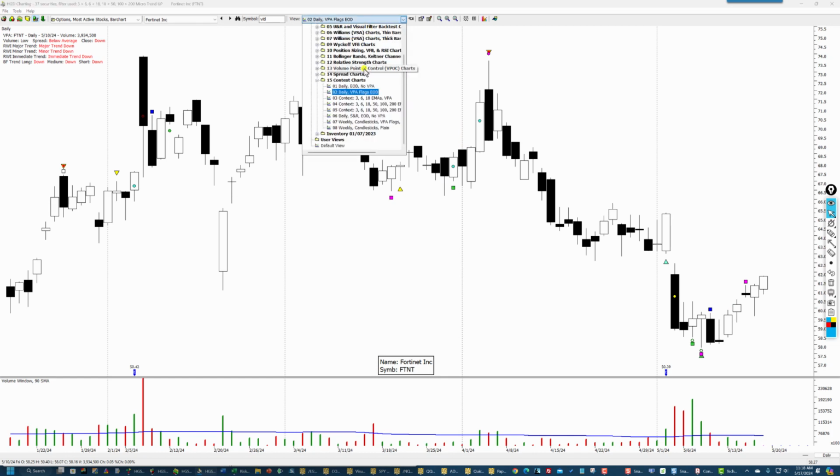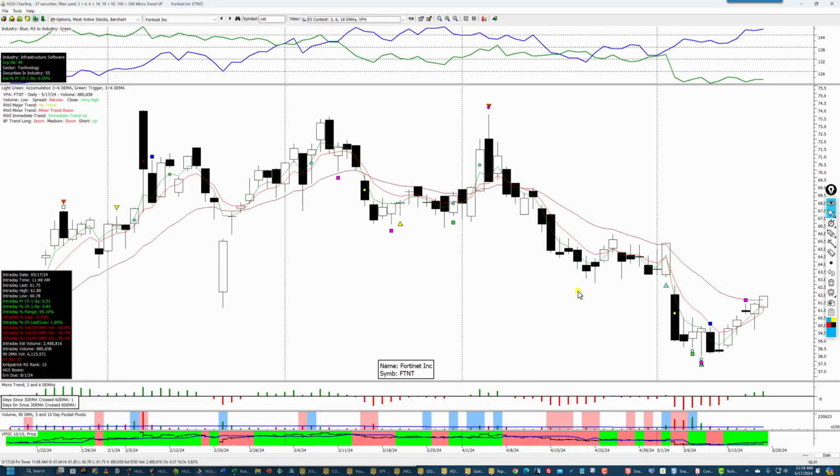Okay, let's go down to the next one. I'm going to add the 3, 6, and 18. See if this gives us any assistance. You can see there was a fake out here on the 3-6 crossover before the earnings. This is why it's always so risky going into earnings.